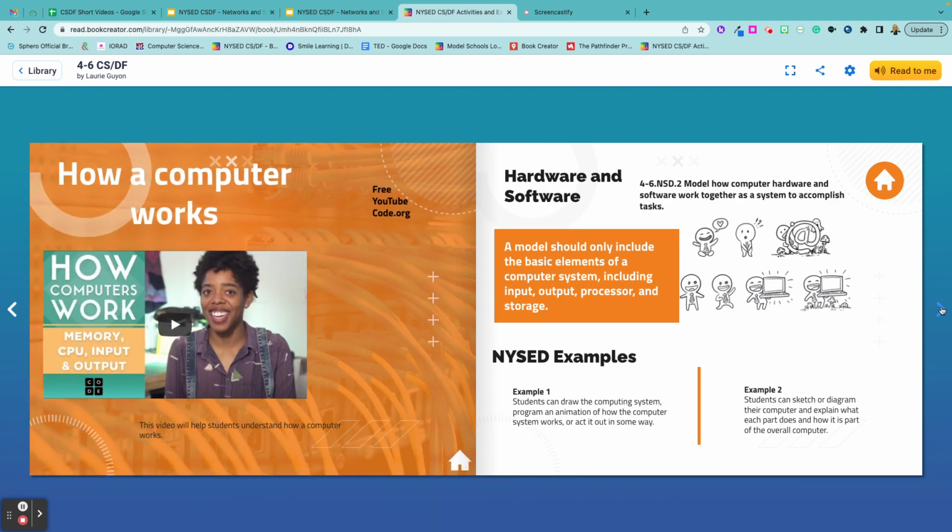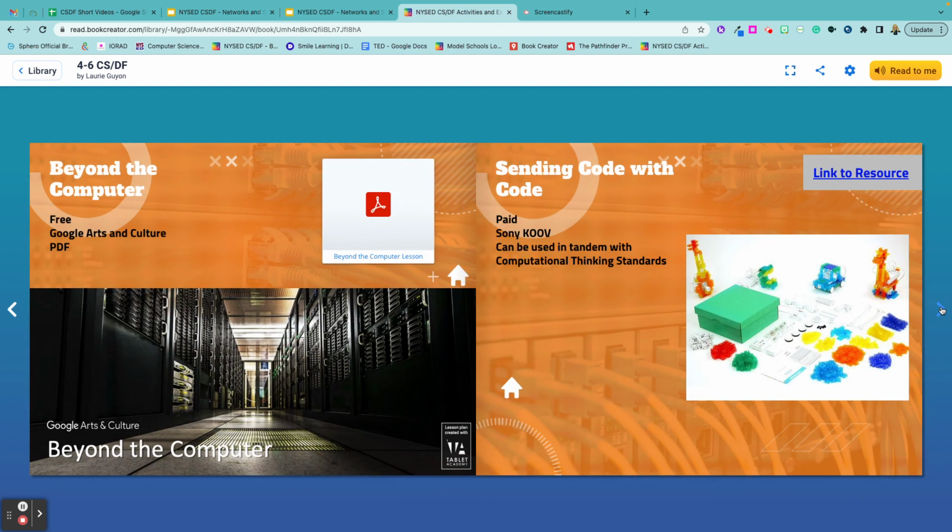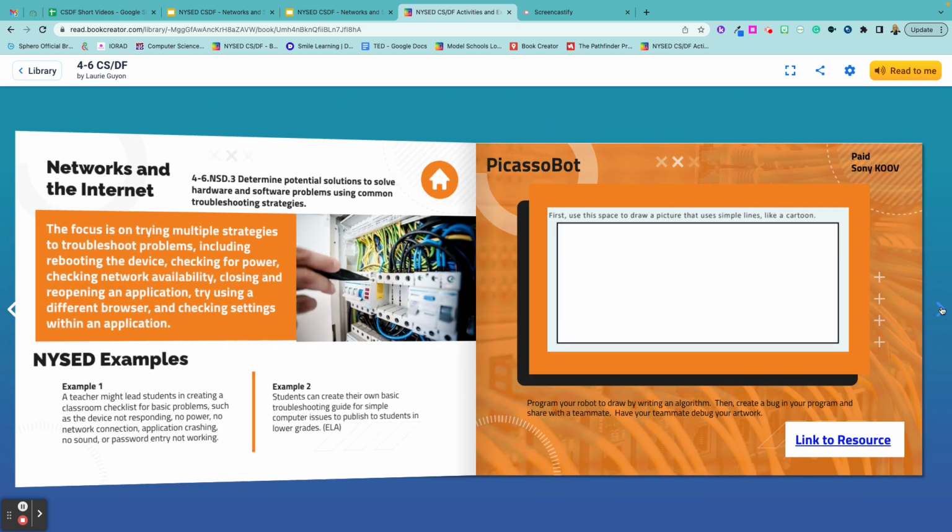The next one for hardware and software is to model how computer hardware and software work together as a system to accomplish a task. So we might be thinking about inputs and outputs, processors and storage. So here we can have your students draw a computing system and talk about what all the parts do. It's a really fun activity for your students. Here's some resources for you.